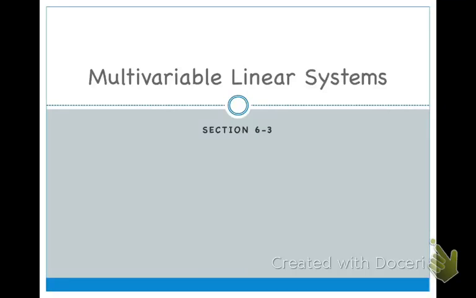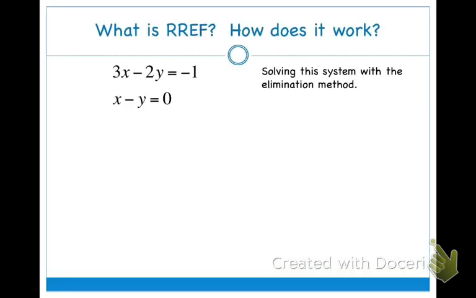Hi, today we're talking about 6.3, multivariable linear systems. Essentially, this is when we have three or more equations in a system with three or more variables, and we're going to utilize the matrix function on our calculator and do our RREF, our row reduced echelon form, to help us solve it. So RREF essentially does the elimination method for us.